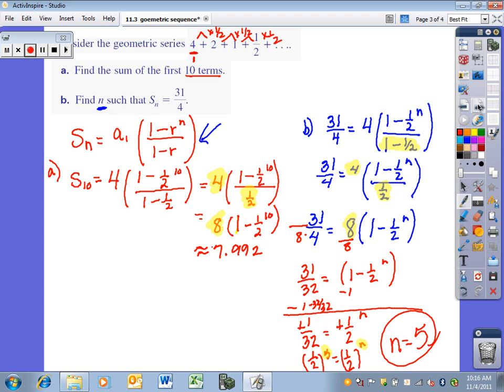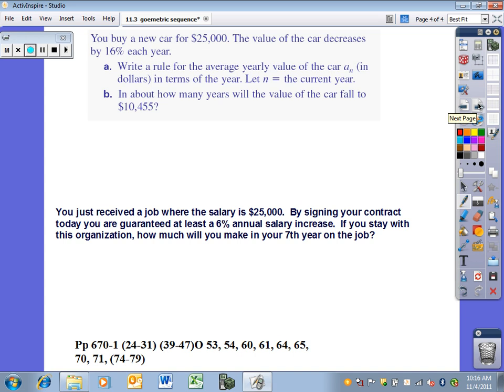Let's try a couple story problems. You buy a new car for $25,000. The value of the car decreases by 16% each year. First it says write a rule for the average yearly value of the car in dollars in terms of the year, where n is the years. So value of the car is A sub n, and n is the current year.